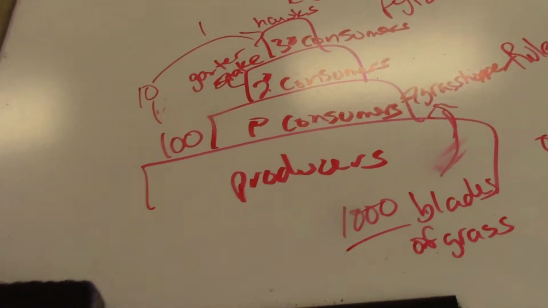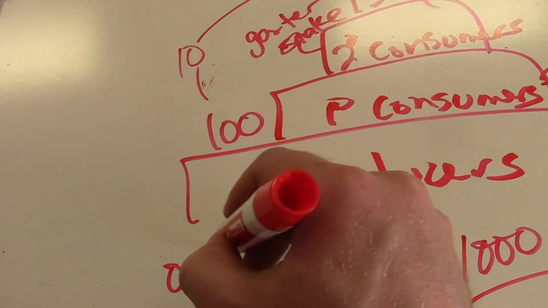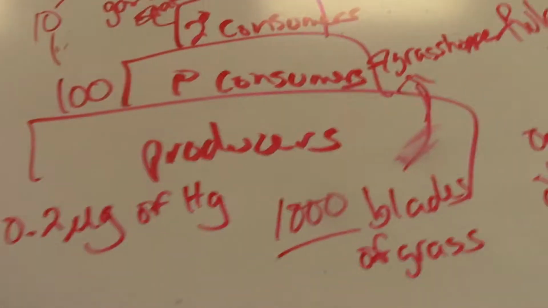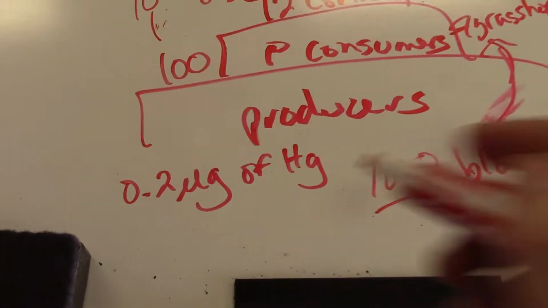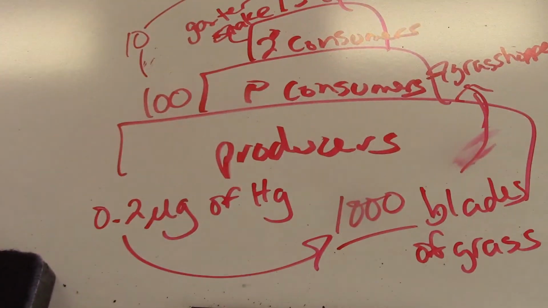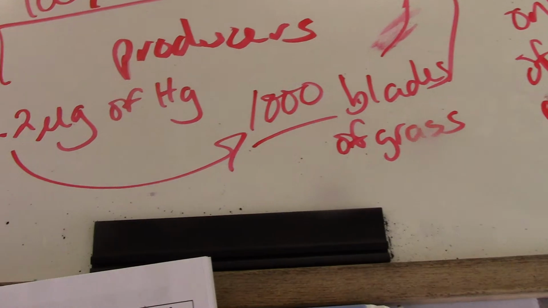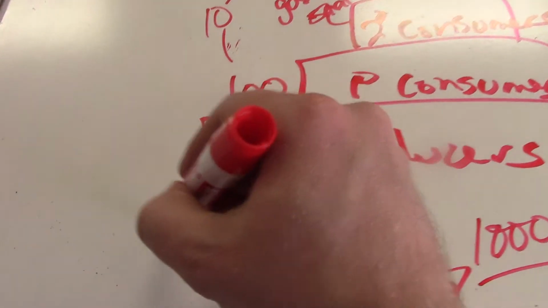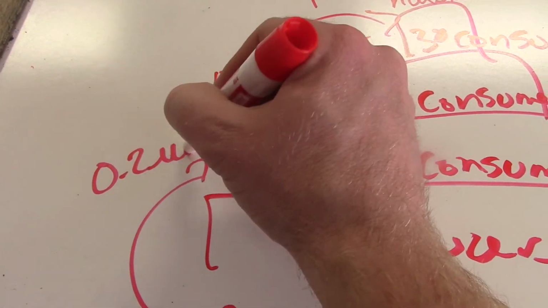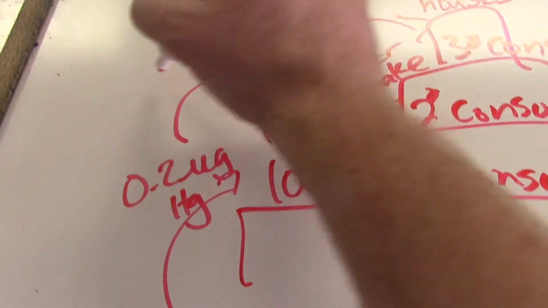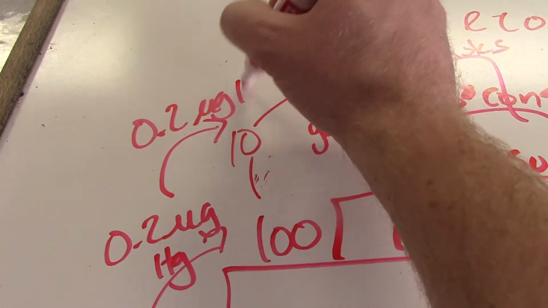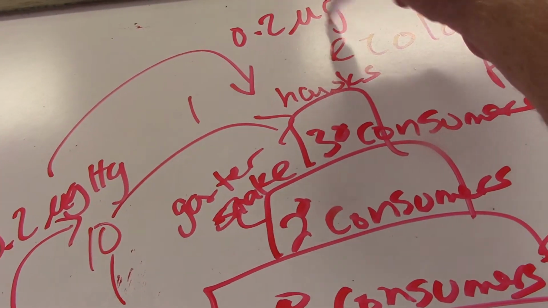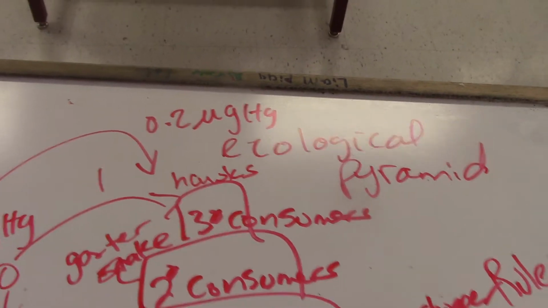So what happens with biomagnification is, let's say there's 0.2 micrograms of mercury here. There would be 0.2 micrograms of mercury spread out amongst 1,000 blades of grass. But remember that the mercury or the aluminum cannot be broken down, so all of it gets transferred to the next level. So there's still 0.2 micrograms of mercury here, and there's still 0.2 micrograms of mercury here, and then there's still 0.2 micrograms of mercury here, concentrated in these tissues.